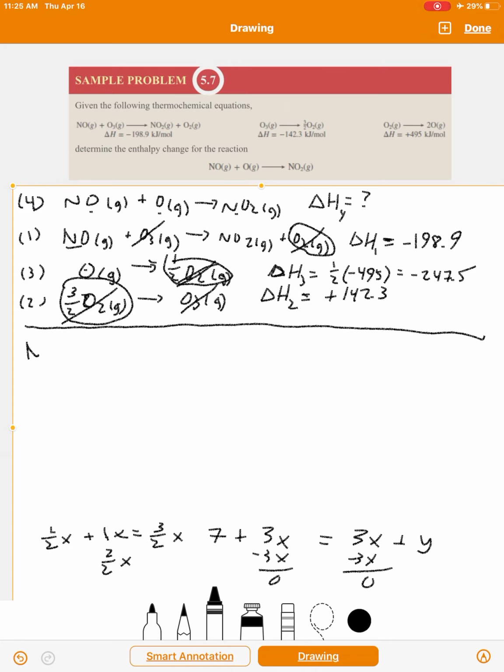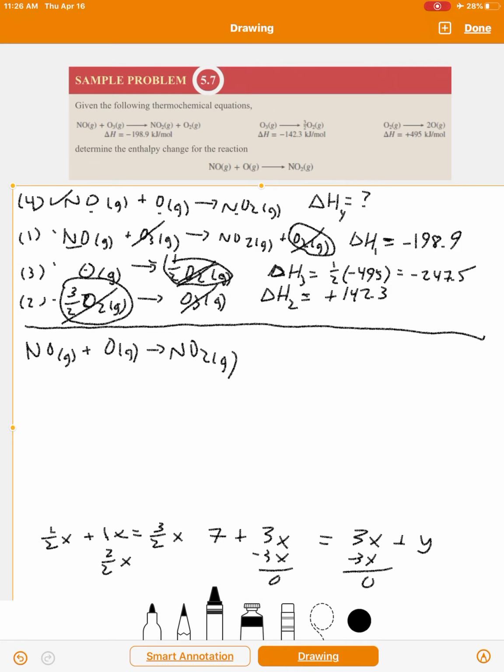So that leaves us overall with NO plus O gives us NO2. And that's exactly what we want. That's equation 4. So combining these forms of equations 1, 3, and 2, or 1, 2, and 3, should give us the right answer. So now we got to add the delta H's. We have negative 198.9. So I'm going to add 198.9, but it's a negative number.